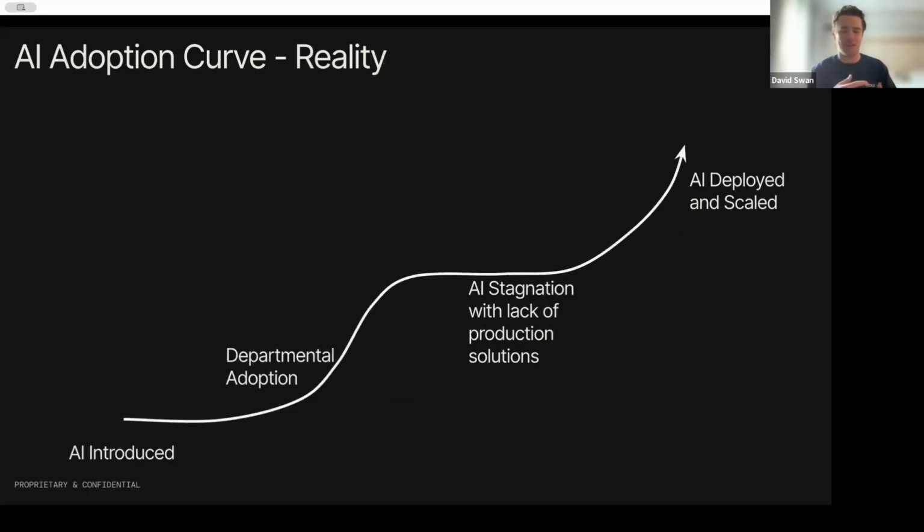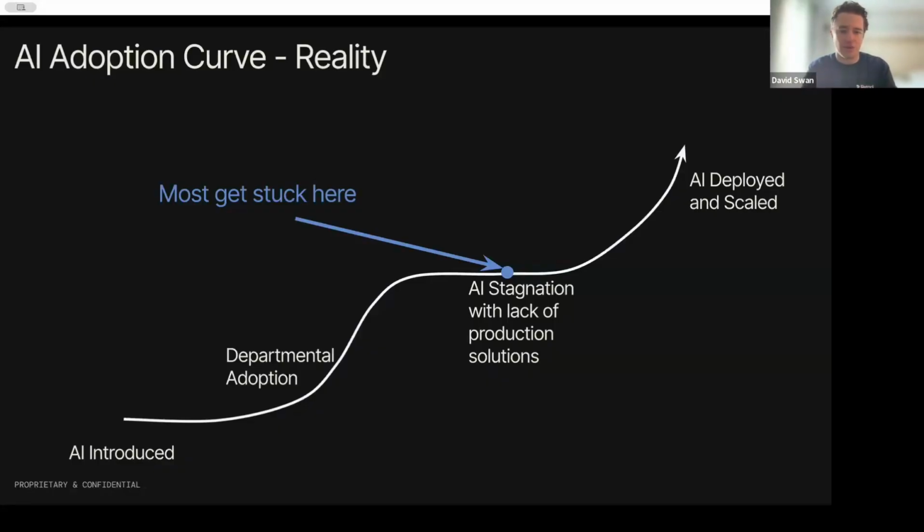In reality, we kind of have an S curve. And most organizations are stuck at that plateau where AI is introduced, that POC maybe had some departmental adoption, but it's stagnated. And that's where we want to try and address the problem and bring a solution that gets that true prototype to production pipeline realized.